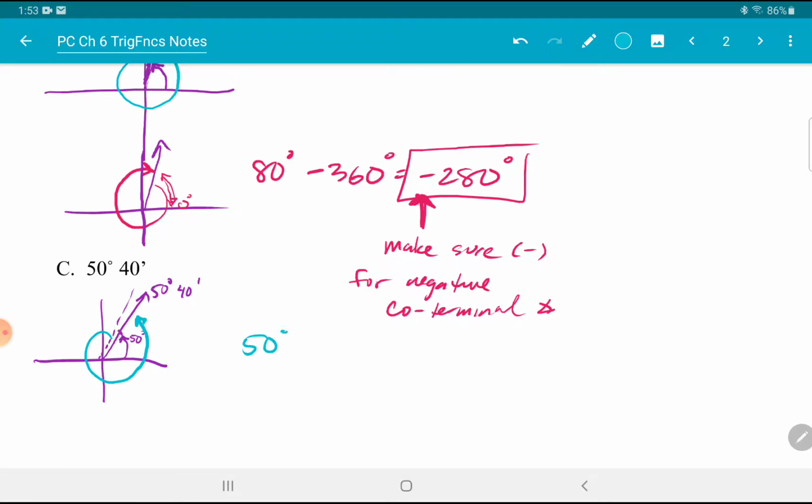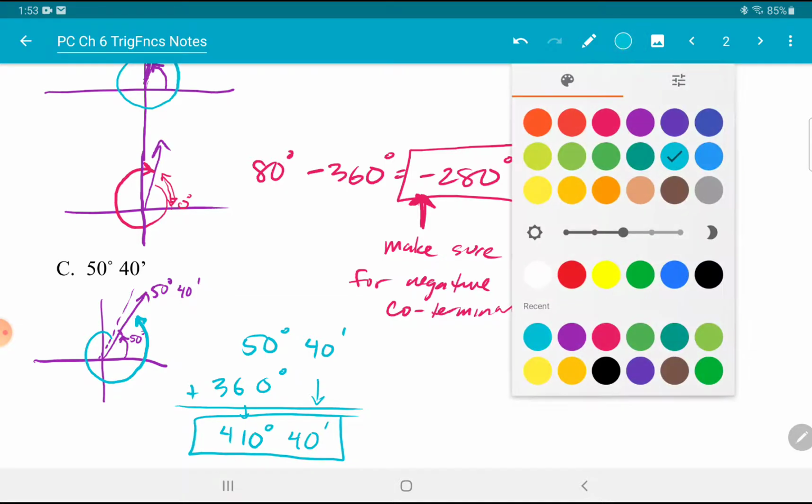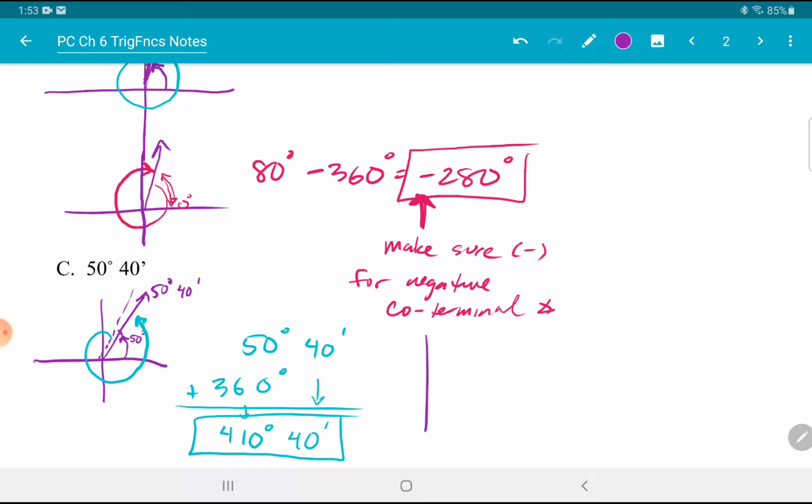So we're going to take our 50 degrees, 40 minutes, and add 360 full degrees, a full circle, a full revolution to that. And so 50 degrees, 40 minutes, if you do a little addition here, what you'll notice is, everything just kind of lines up. Addition is what it is. You just add them up, and you end up getting 410 degrees and 40 minutes. Okay, there we go.